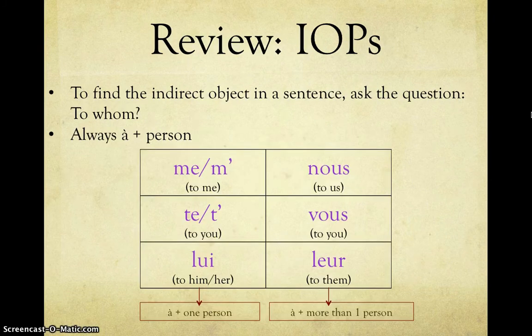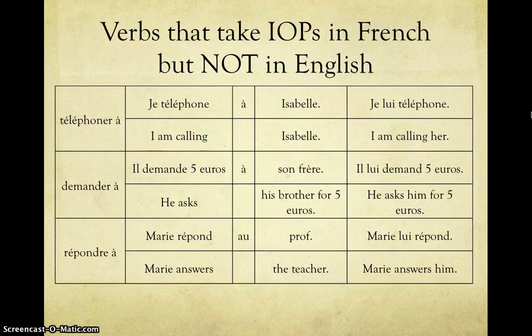So quickly, an IOP answers the question to whom, and it always has the preposition à plus a person. But there are some verbs in French that take IOPs, but they do not take them in English. So here are three examples, and there's another on your note sheet. For example, téléphoner à, demander à, répondre à.